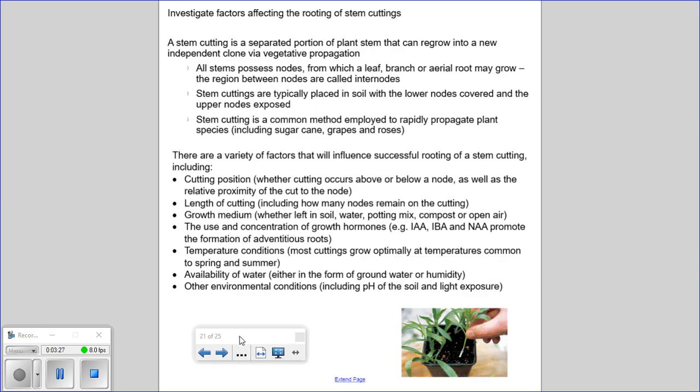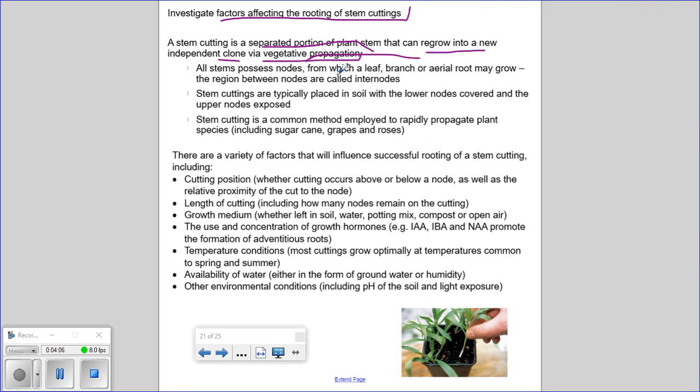One of the things that you will be asked to do, not necessarily on the exam, but expected to do just through the IB curriculum, is to investigate factors that affect rooting of stem cuttings. So a stem cutting is a separated portion of a plant stem that can regrow into a new independent clone via vegetative propagation. So basically you can take a stem or a branch or a cutting from a plant, place that into a bit of water, and it should start to create roots, which can eventually be planted, which will give rise to a new plant.